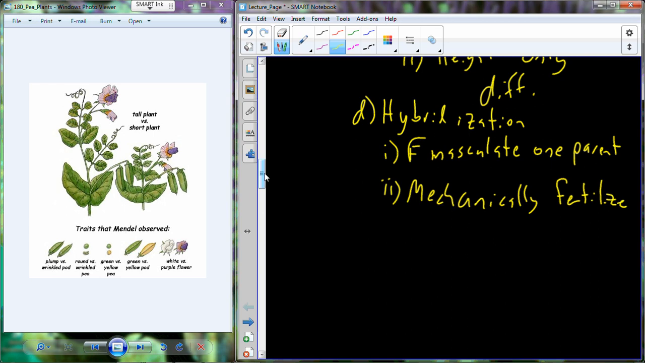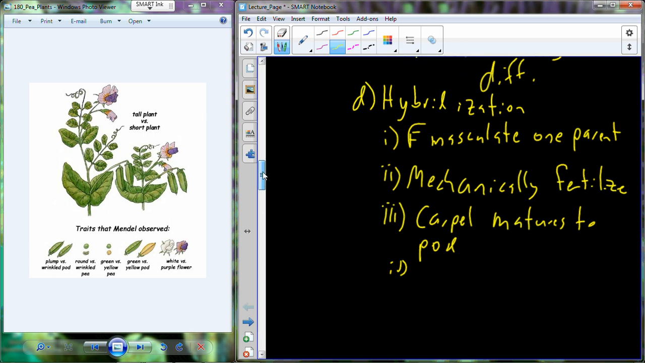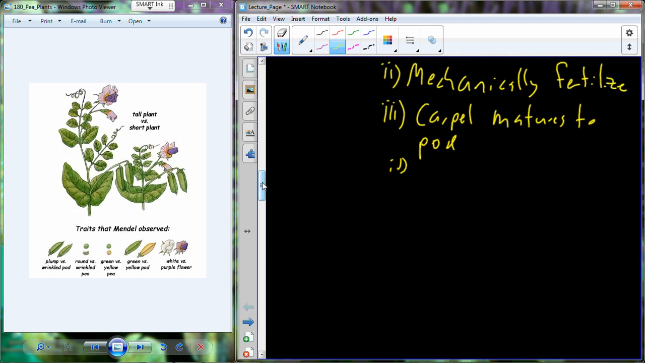And so we would take the pollen from an intact plant to the carpel of the other. It's going to be that carpel that has just been fertilized that will mature to a pod. And then that pod contains what we would call the peas, what we would eat for dinner. Those are the plant seeds. So we plant the seed, that would now be the offspring. And we plant them, and then the next generation would grow up.